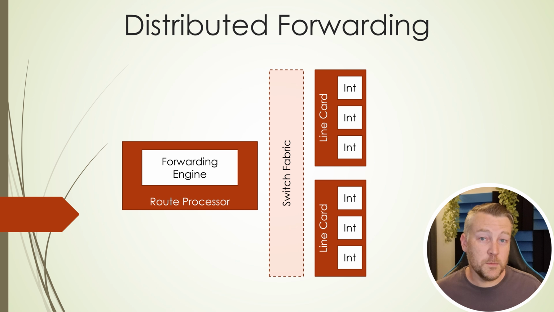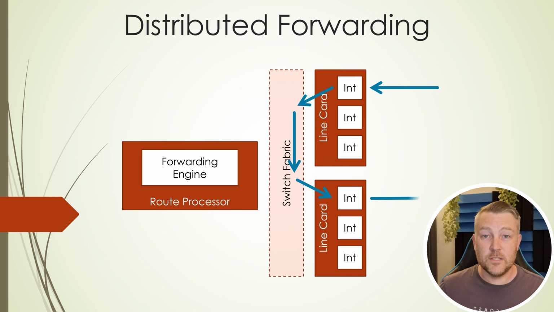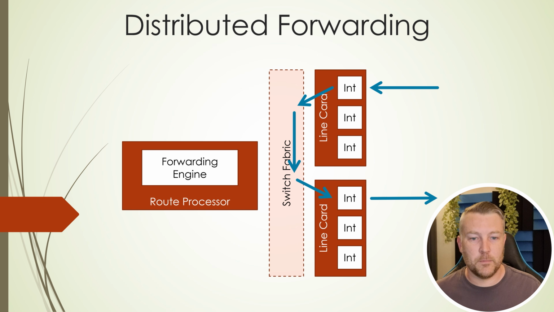In a case where there are multiple line cards, the switch or router will connect them together internally using the switch backplane or switch fabric. The packet still doesn't need to touch the CPU though. It can go from one line card through the backplane to another forwarding card and back out there without ever touching the CPU.